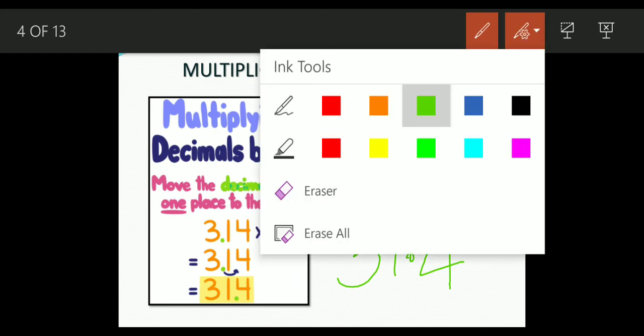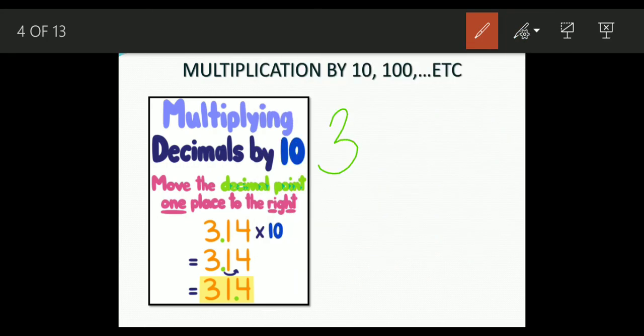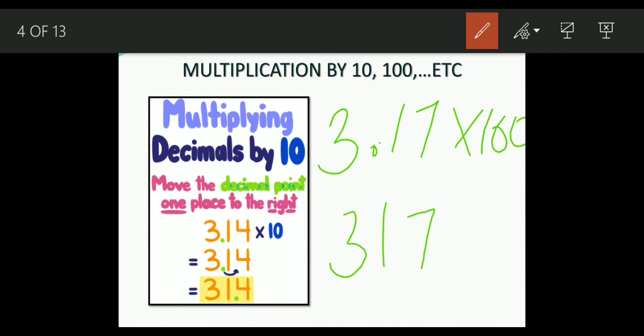Clear? Let me give you another example. Suppose I have 3.17 into 100. So first write the number 317. Now how many zeros are there? 2 zeros, which means what? I can move my decimal point 2 places. So the decimal point will come after 7, which means my answer is 317.